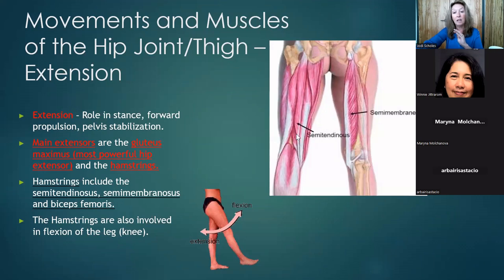I want to just mention too that the hamstrings are involved in knee flexion. They have to contract, so your knee is flexing. The hamstrings get shorter, these muscles contract, and that also bends your knee. But they are involved in leg extension as well, secondary to glute maximus. Let's move along.